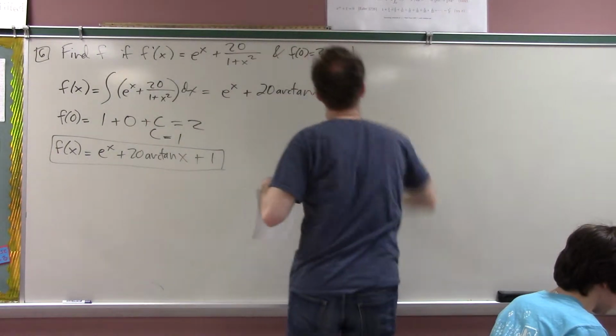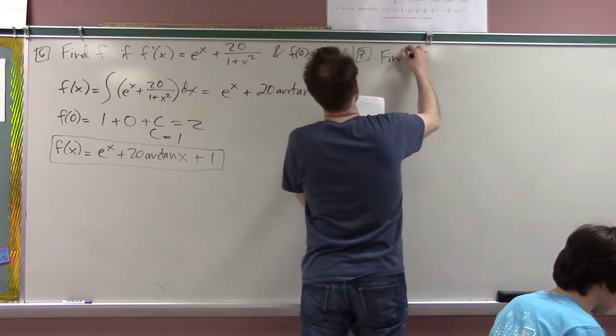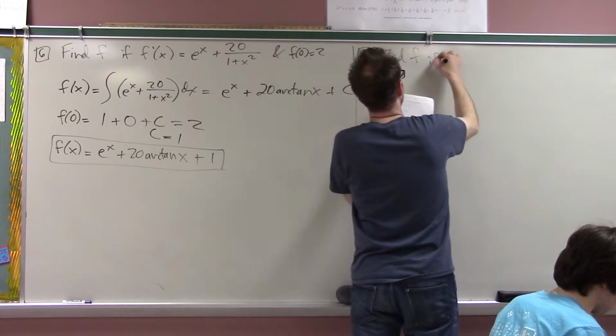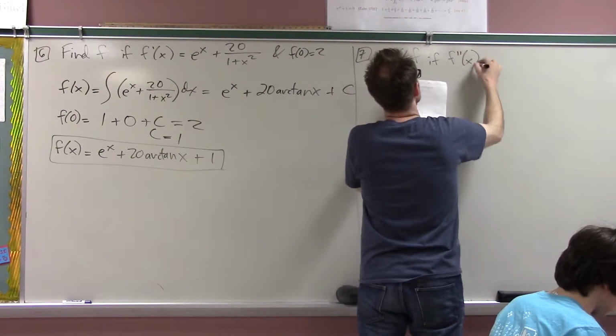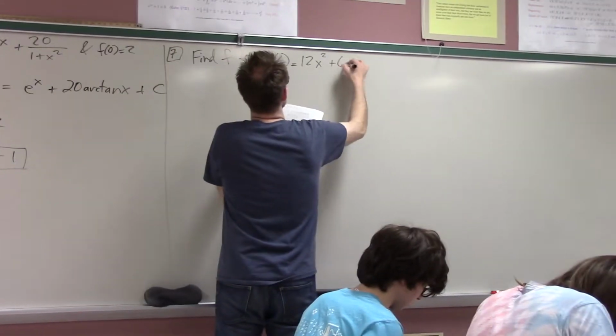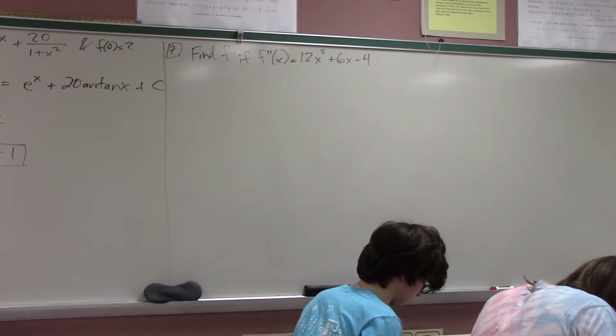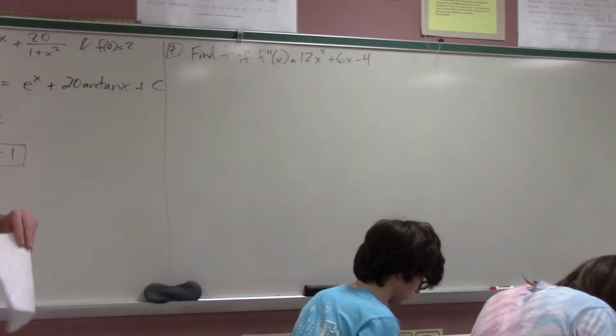Perfect. Number 7. Now I want you to find f if, I'm going to tell you what the second derivative is. The second derivative is 12x squared plus 6x minus 4. In other words, I'm telling you the rate of change of the rate of change, and I need you to find what the function is.